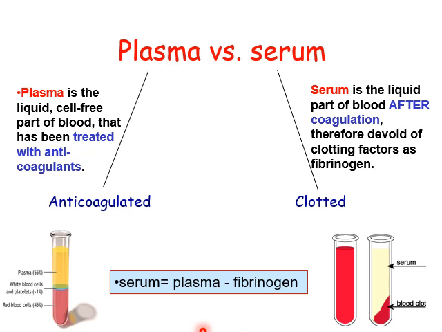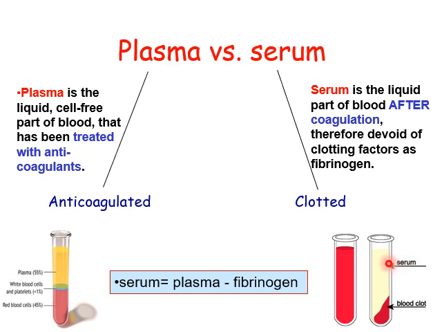They have been used up in the formation of blood clot. So does plasma has clotting factors? Yes, because they have not been used. Because you have added the anticoagulant. You have prevented the blood from being coagulated. So here, if you have two fluids, one is plasma and one is serum, they are present in the lab.